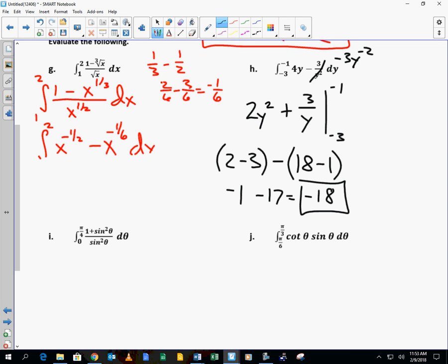Okay. Yeah, that's why it's negative. Because you have negative 3y to the negative 2. You're going to take the antiderivative of that, okay? And so you raise the exponent by 1, so it'll be y to the negative 1, and you divide by that negative 1.